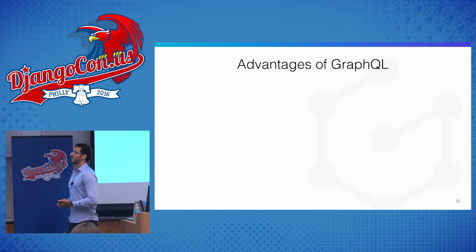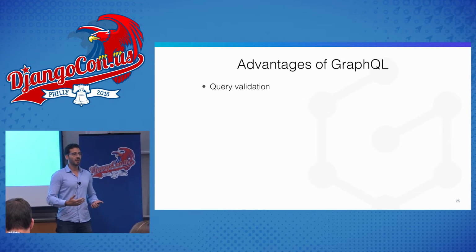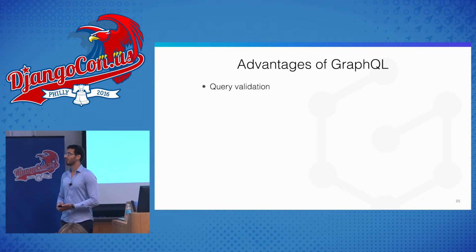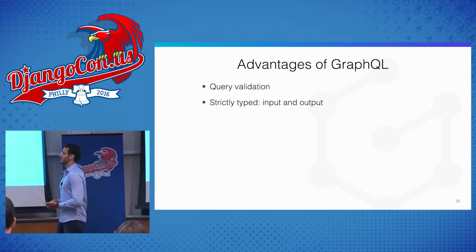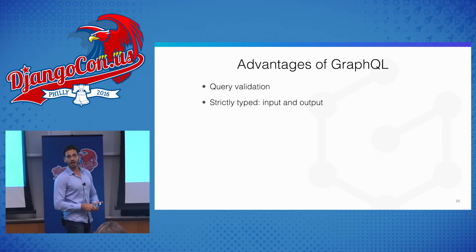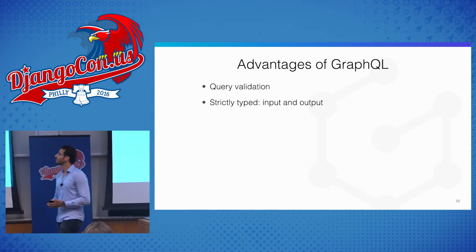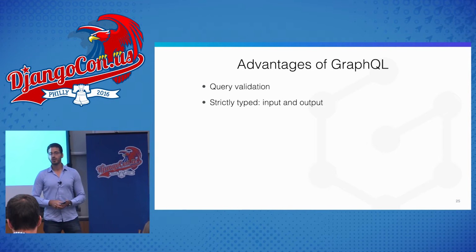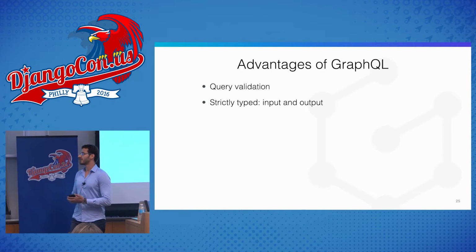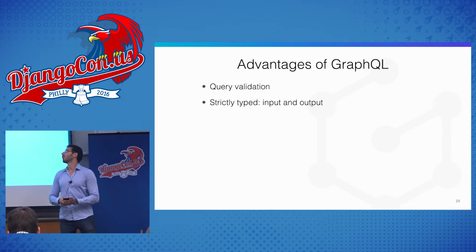So what are the real advantages of GraphQL? We have query validation. If a client do a query that we don't expect, for example, it's querying a field that doesn't exist, it will throw an error. But not only that, GraphQL is strictly typed, both input and output. So if we expect to receive a number and we receive a string, it will show an error without executing anything. And also for the output. So if we expect, or the client expects to receive an integer, for example, for a page, then it should receive it, and it will check it always.